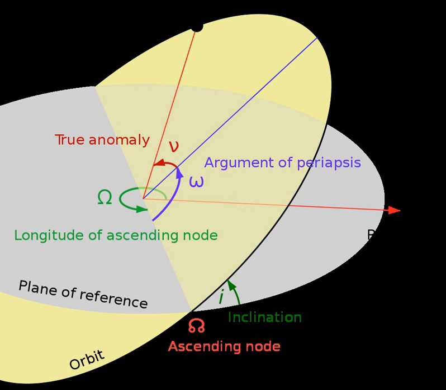Note that non-elliptic trajectories also exist, but are not closed, and are thus not orbits. If the eccentricity is greater than 1, the trajectory is a hyperbola. If the eccentricity is equal to 1 and the angular momentum is 0, the trajectory is radial. If the eccentricity is 1 and there is angular momentum, the trajectory is a parabola.